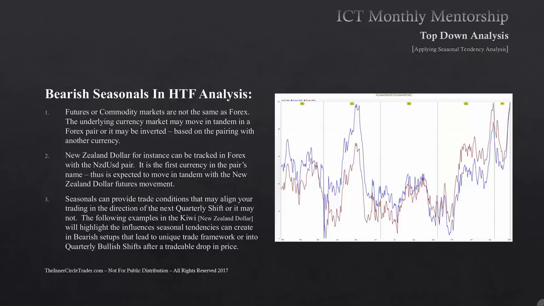The way we're going to approach the seasonal tendencies in this teaching is by applying bearish seasonals, but we're also going to segue into how this helps us get in sync with, hopefully, a quarterly shift in the marketplace, which is the goal of position trading or long-term trading as I understand it and teach it. Powerful moves that occur on these higher time frame charts, monthly, weekly, and daily, are in the hundreds of pips for foreign exchange.